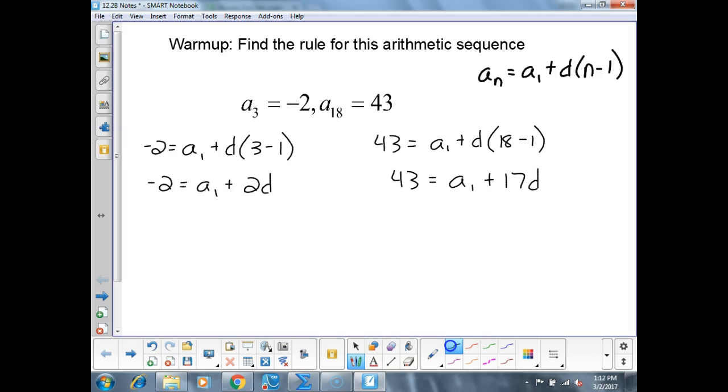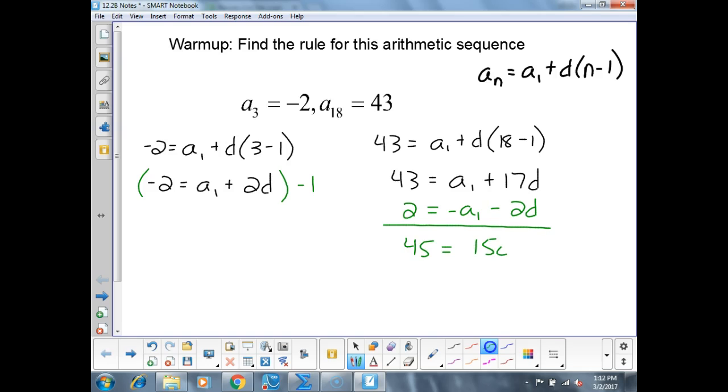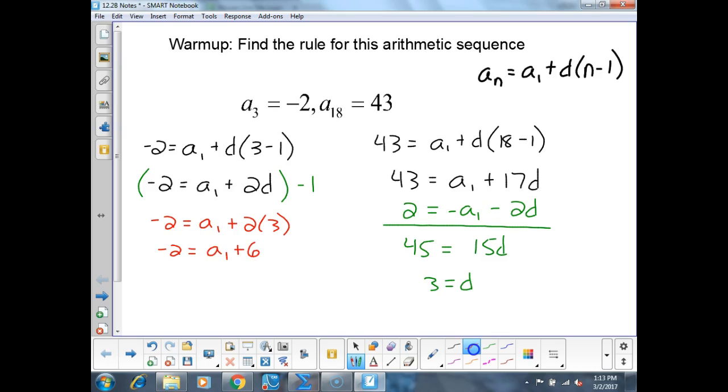I would probably take this first equation and multiply that whole thing by -1. That gives me positive 2 equals negative a sub 1 minus 2d. Adding that gives me 45 equals 15d. Divide both sides by 15 gives me 3 equals d. Then I can plug that back into this equation: -2 equals a sub 1 plus 2 times 3, so -2 equals a sub 1 plus 6. So -8 is my first term.